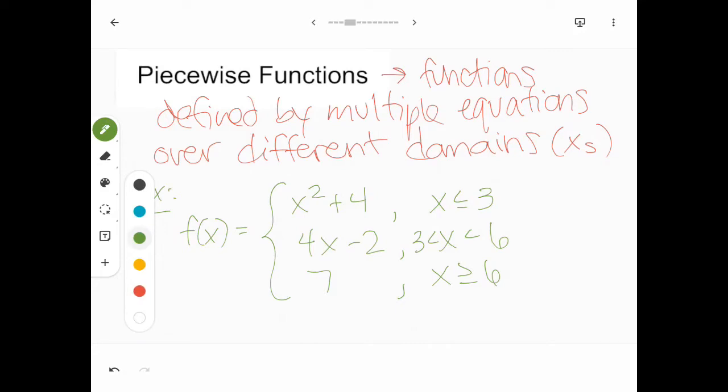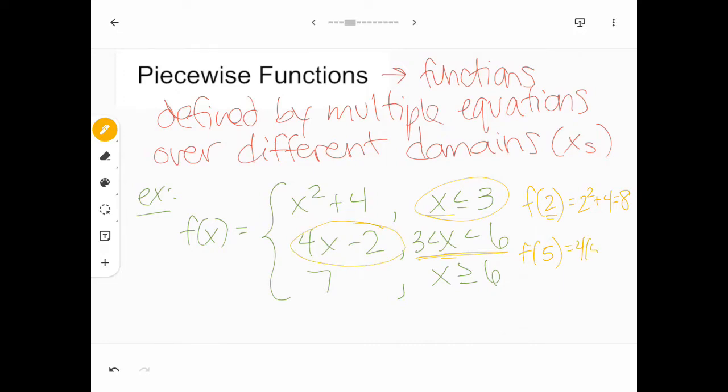So for example, if I had said I wanted to know f of 2, 2 is less than 3, so that means it falls into this first region. So I'm going to plug it into that first equation. So we would do 2 squared plus 4, and you would get 8. If I had said f of 5, 5 is between 3 and 6, so we would only plug it into this second equation, and we would do 4 times 5 minus 2, and your answer would be 18.